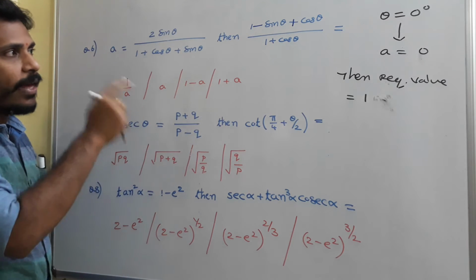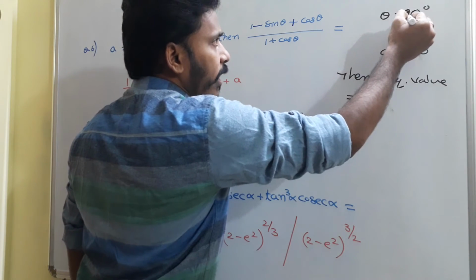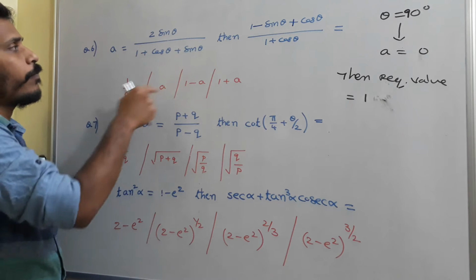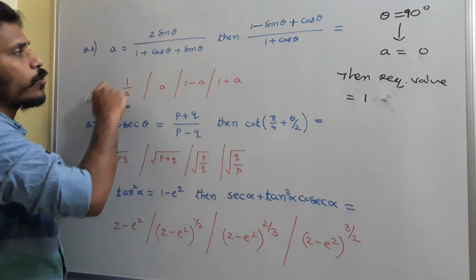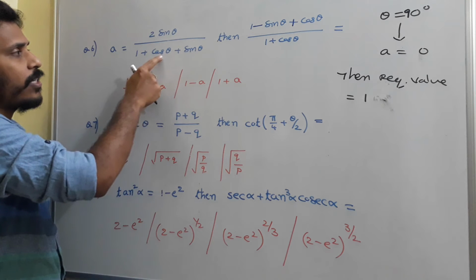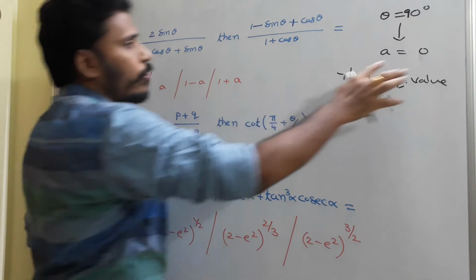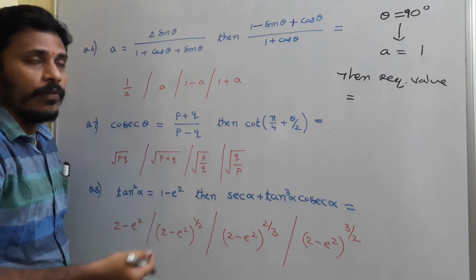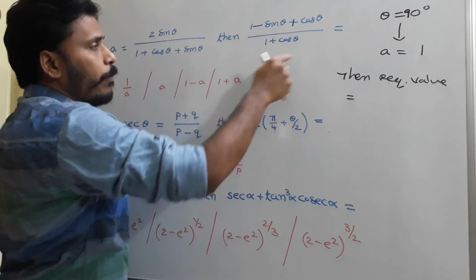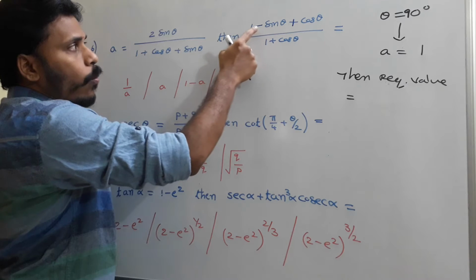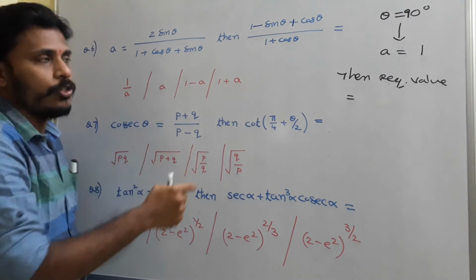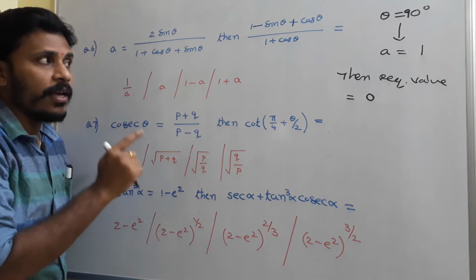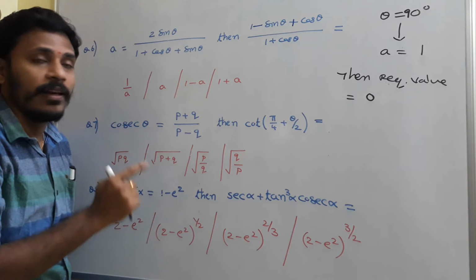So to find the exact one, you do it again with 90 degrees. If theta is equal to 90 degrees, what will happen? Sin 90 degrees is 1, cos 90 is 0. 1 plus 1 is 2 and the numerator is 2. Then you will get a equal to 1. Then what about the required value? Replace theta with 90 here. Sin 90 is 1. 1 minus 1 is 0. Cos 90 is 0. So the value is 0. So if theta is equal to 90 degrees, a is equal to 1 and the required value is 0.